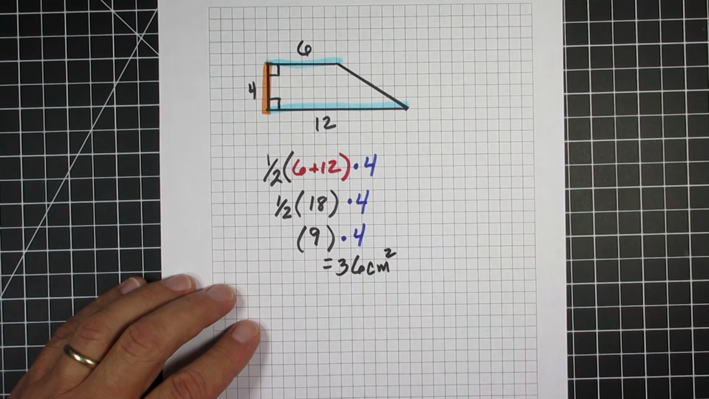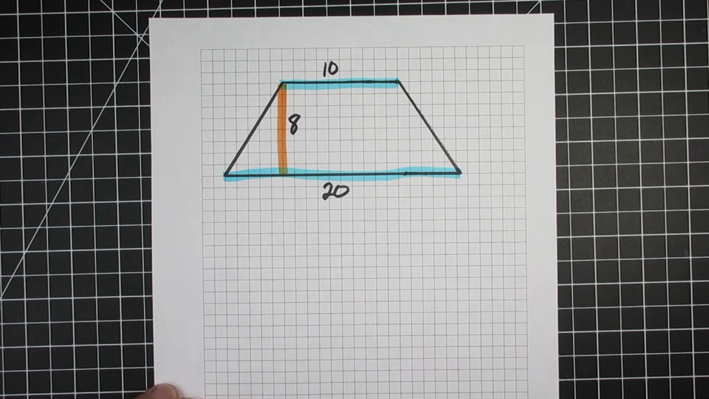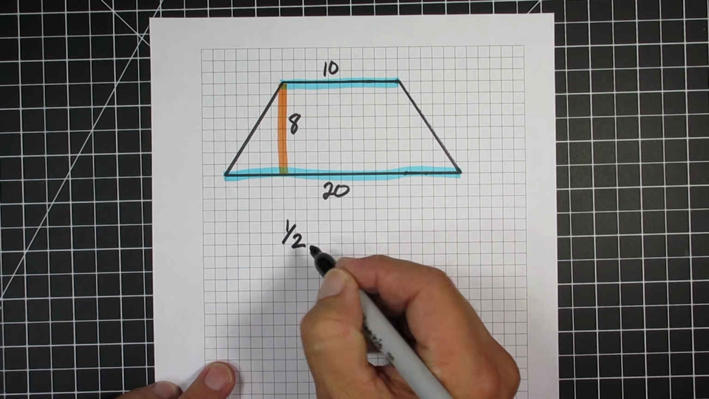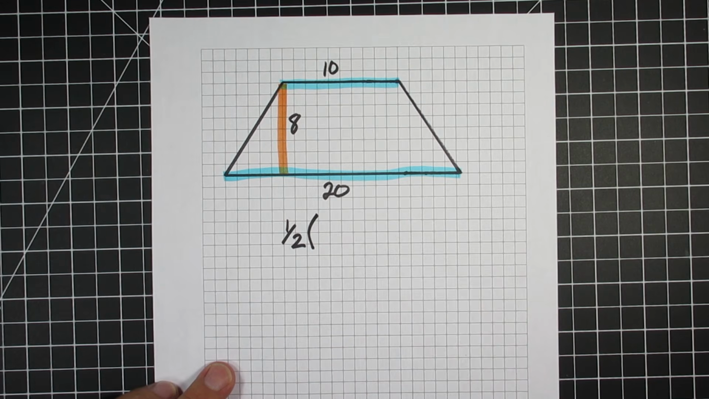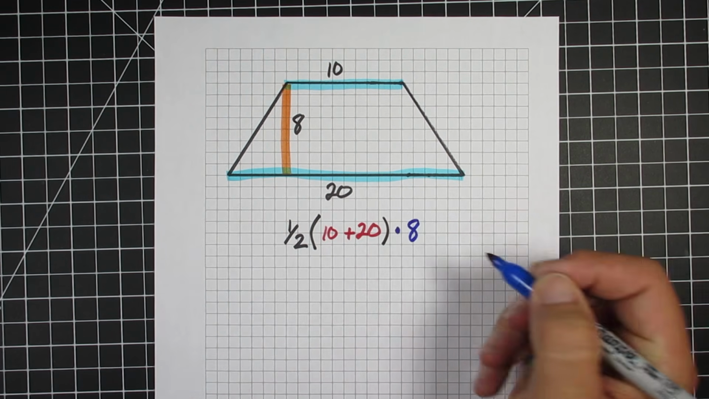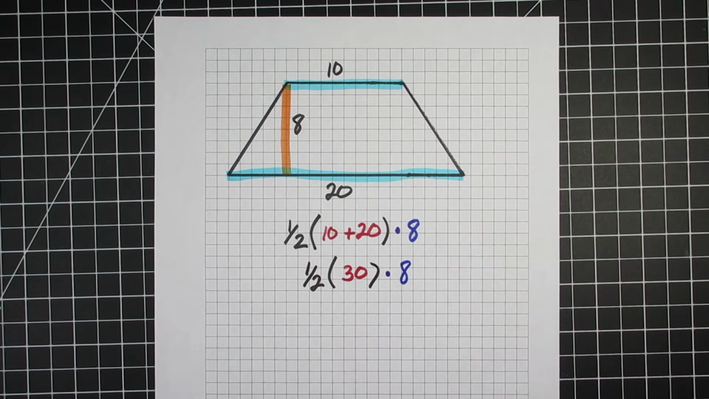In our next example, we have a base of 20 and 10, height of 8. So we're going to add the 10 plus the 20 inside the parentheses. That'll give us 30. And we're going to multiply that by 8. Now, once we get to our 30 inside the parentheses, half of 30 is 15. 15 times 8 is 120.